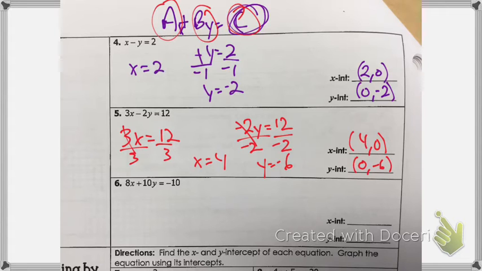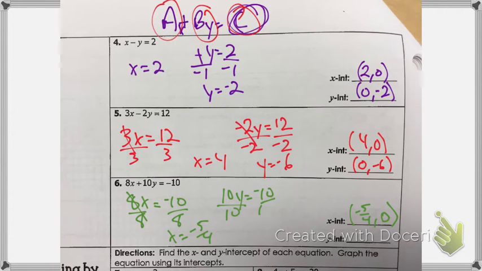Okay. One more here. So the x-intercept happens when y is 0, and the y-intercept happens when x is 0. I'd set them both up kind of like this, and then solve. So I got negative 5/4, 0, and I've got 0, negative 1. But again, with practice, you're going to be doing that division quick and in your head, okay?